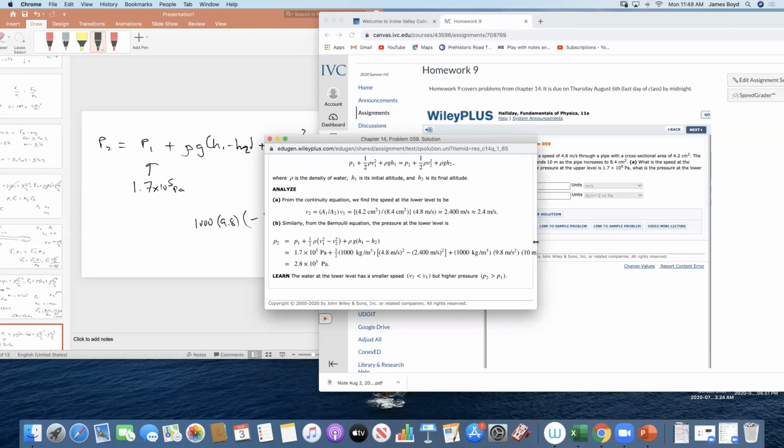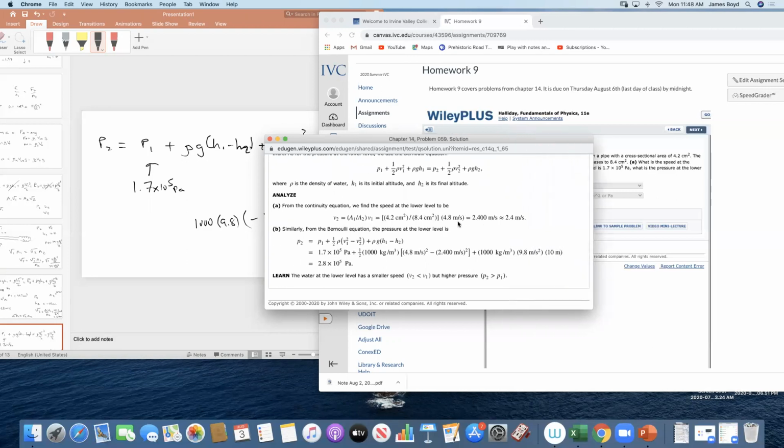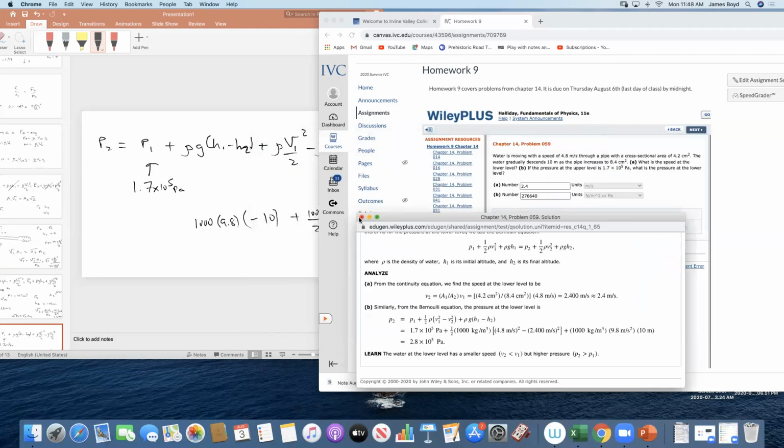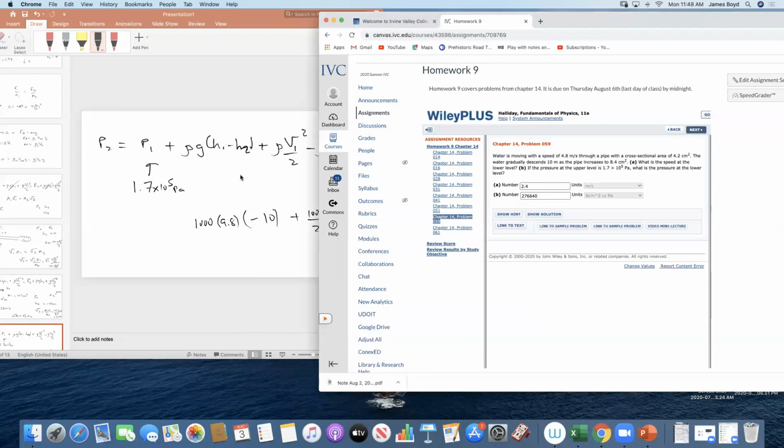What the heck is going on there? Why is that H1 minus H? Oh, because I'm dumb. This is not a negative. This is actually a negative 10. So this is a 10. Yeah, I'm stupid. Sorry about that, you guys.